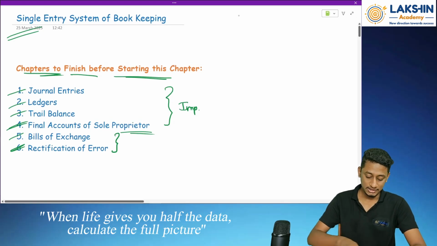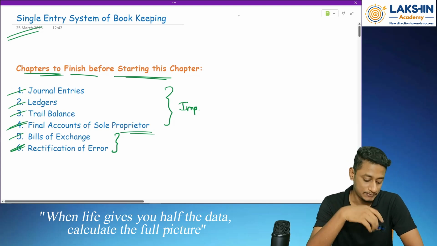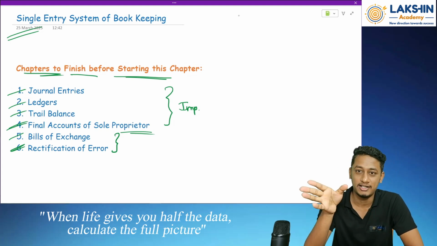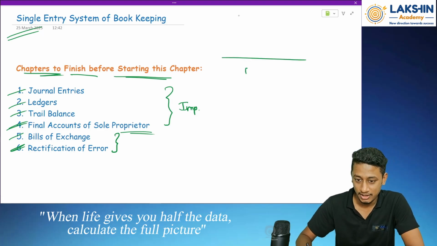So first of all, let us discuss what is a single entry system of bookkeeping. Let us take a small example. Let's say there's a street side vendor. He's selling vegetables on the street. This is my street, and he's selling some vegetables over here. I'm really good at drawings.